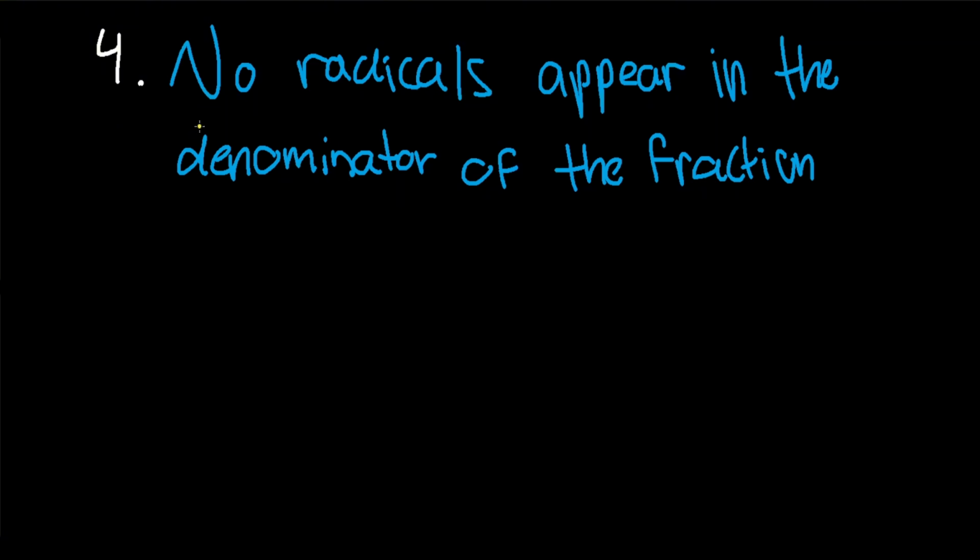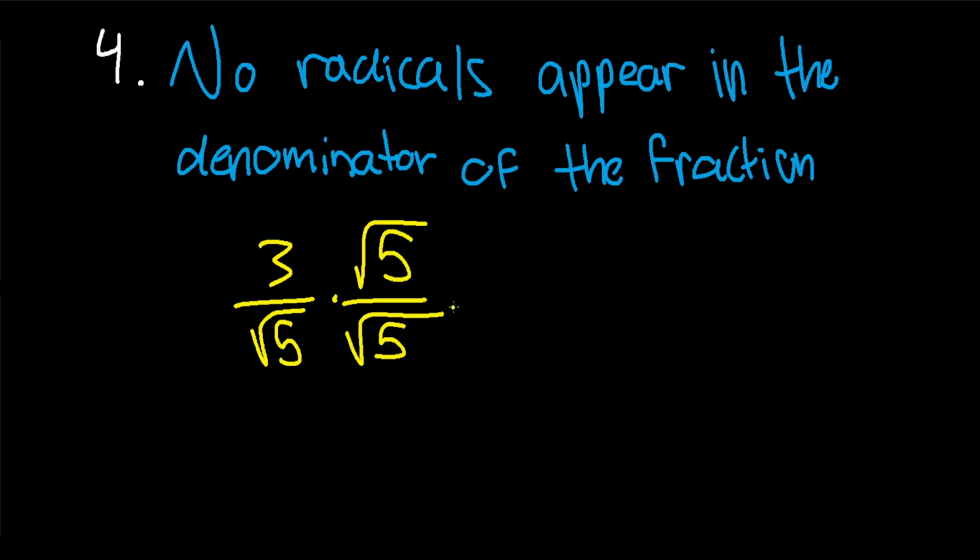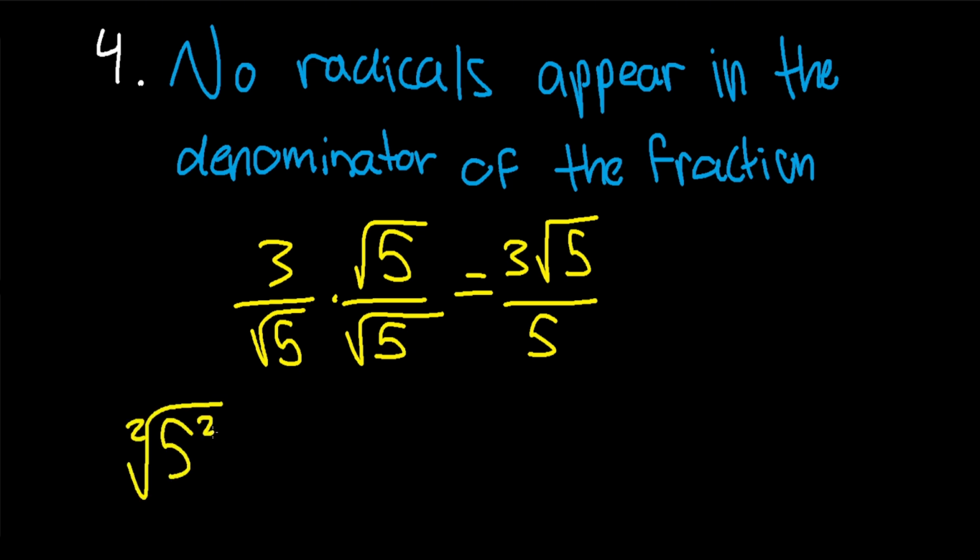And for our final one, it also must be true that no radicals appear in the denominator of a fraction. So for example, if we have 3 over the square root of 5, we'd have to multiply this by the square root of 5 over the square root of 5 so the value doesn't change. Which is then 3 times the square root of 5 over 5, since when we multiply these two denominators, that's the same as the second root of 5 to the power of 2, which we can cancel out using our first property.